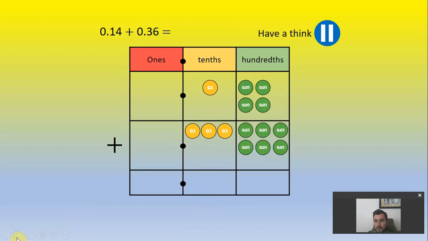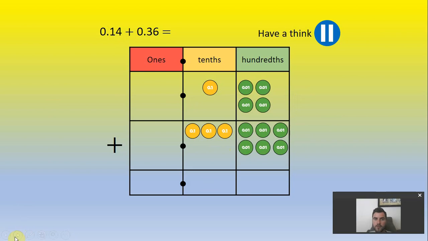Your turn now. I'd like you to have a look at the sum. I've left it like this for you. So we've got 0.14 add 0.36 set out using counters on your place value grid. I'd like you to add them all up. Remember, if there's 10 or more, we need to exchange hundredths for a tenth. Good luck, pause the video, and I'll speak to you soon.